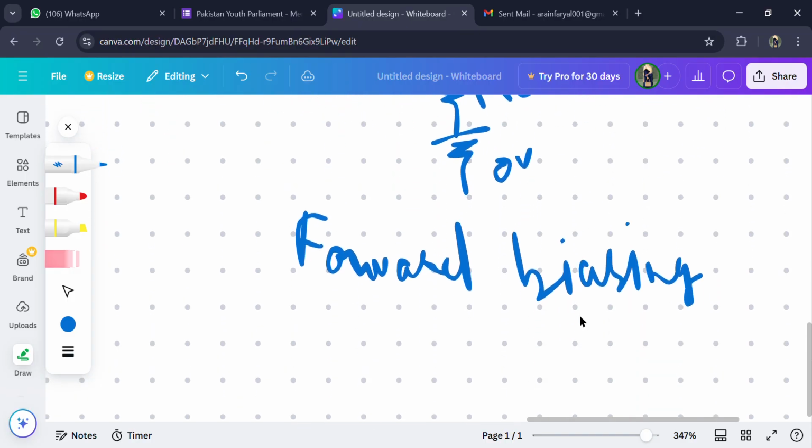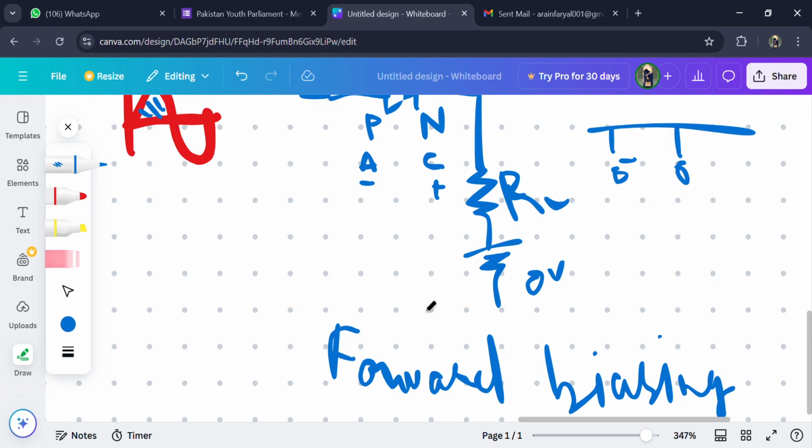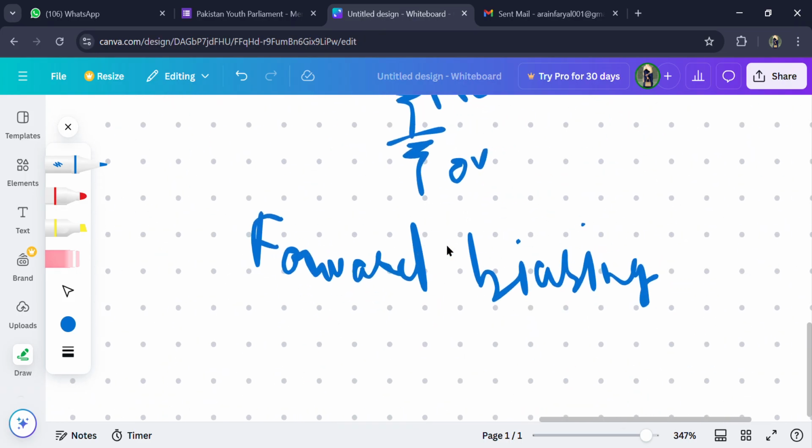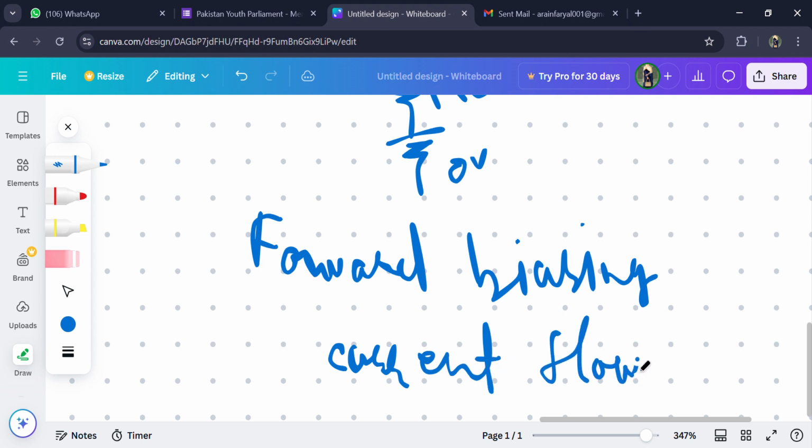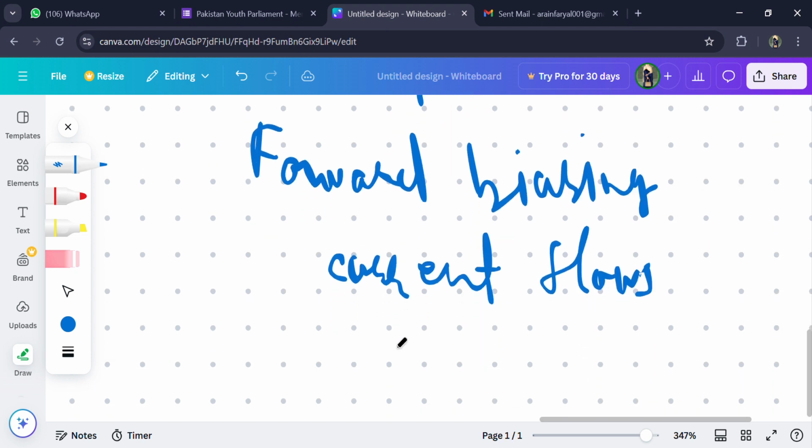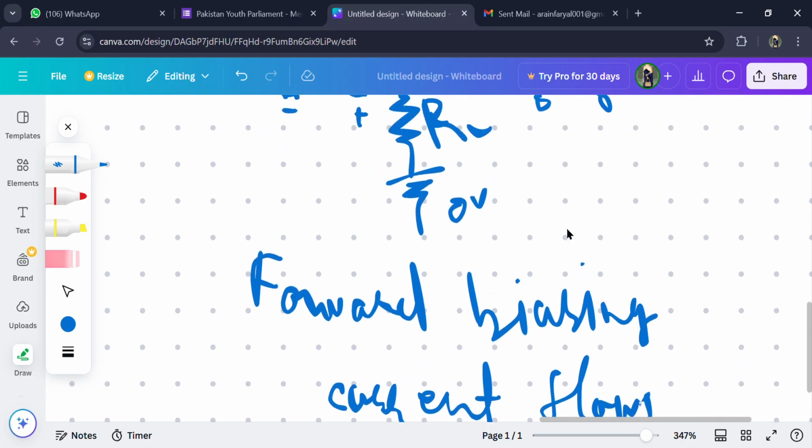For now you just need to keep this in mind that the process that I did is known as forward biasing, and forward biasing is a process in which the current flows. We also consider it as a closed circuit since the current is flowing. So we consider it as a closed circuit. And now let's create the wave.